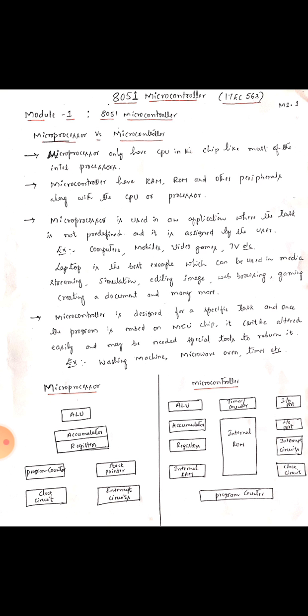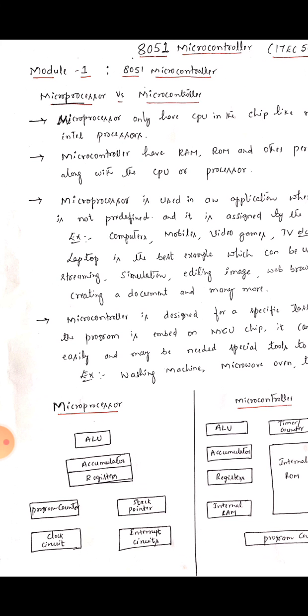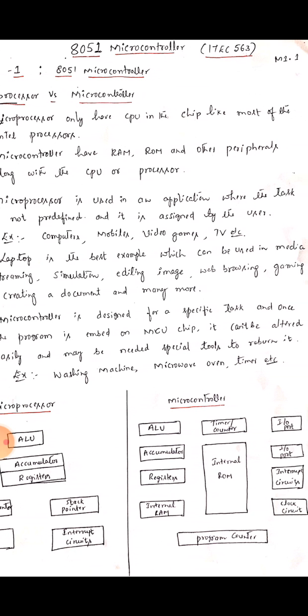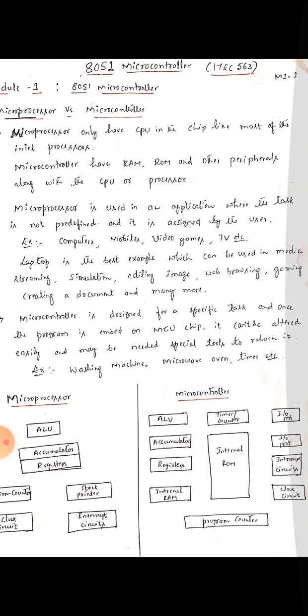Let's have a small block diagram showing the difference between the processor and the controller. Here you can see in the processor we have the arithmetic logic unit, all the general purpose registers, accumulators, program counter, stack pointer, clock circuit and interrupt circuits. The microcontroller has all the features we have in the microprocessor, provided you also have the internal ROM and RAM, which are built in. That is the first difference between your microprocessor and microcontroller.